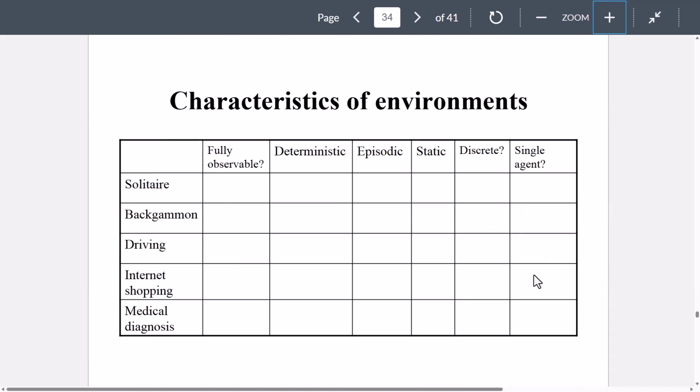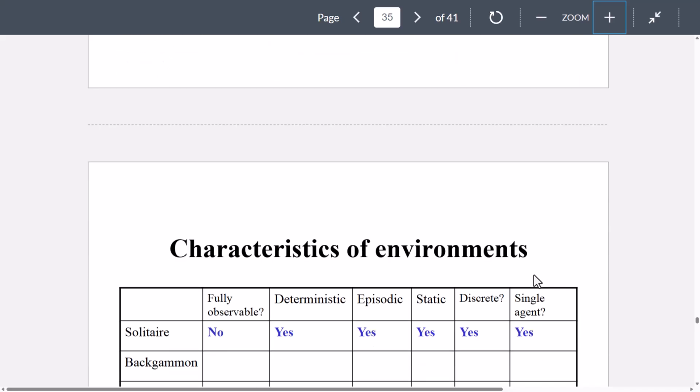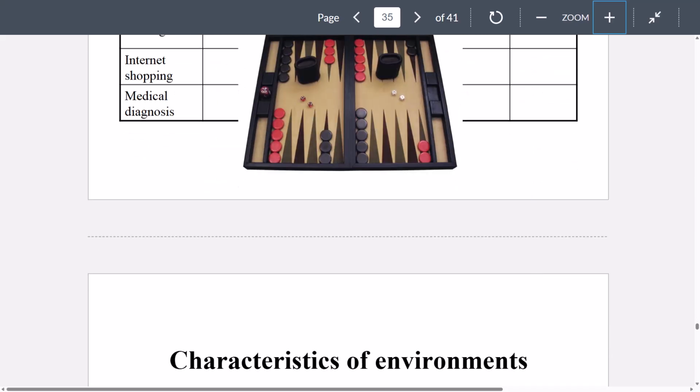So these are a table where you need to fill in the characteristics of different environments, and you can try it by yourself.